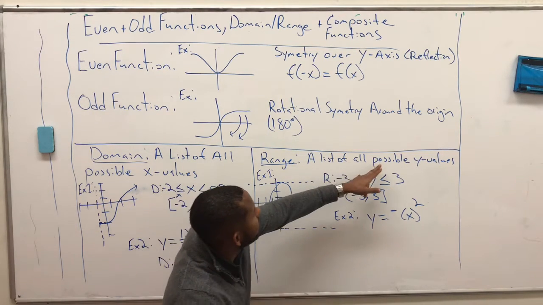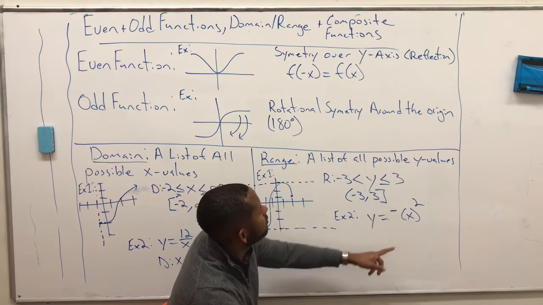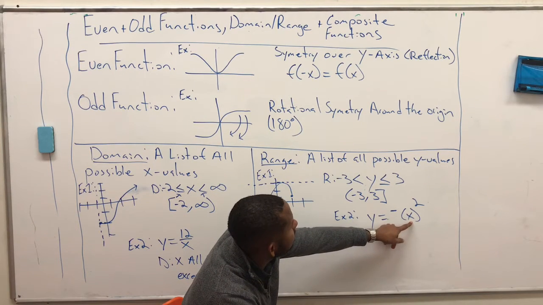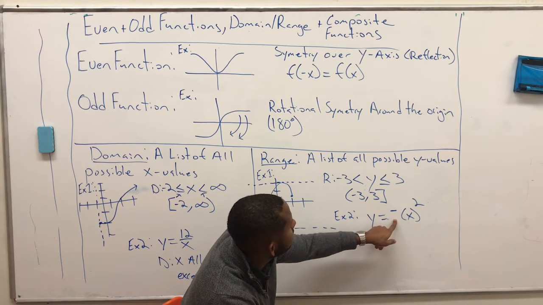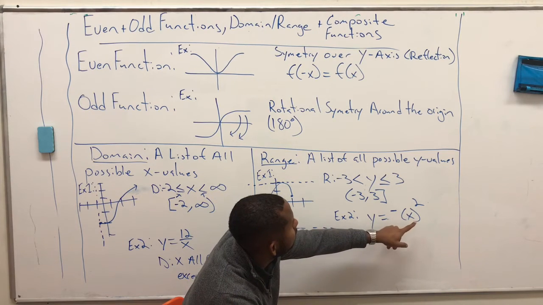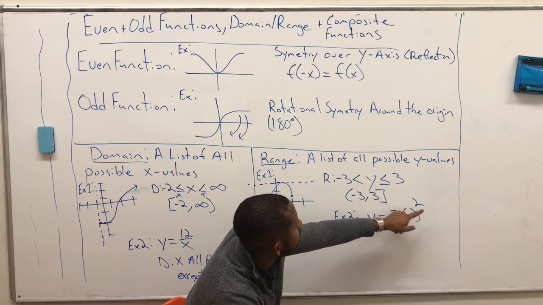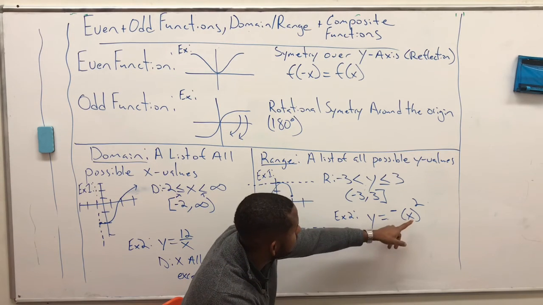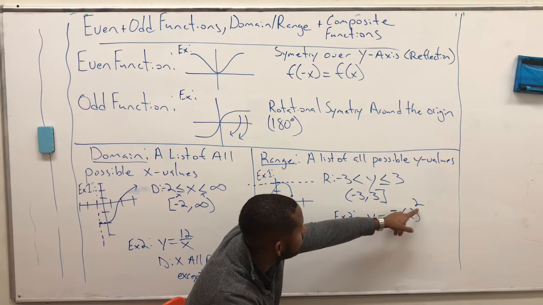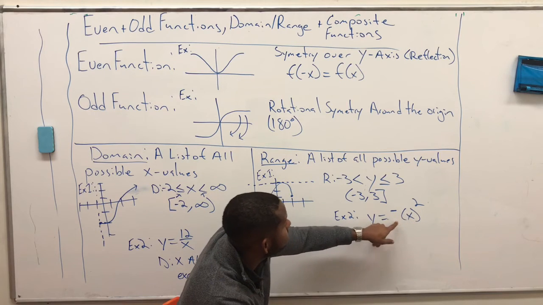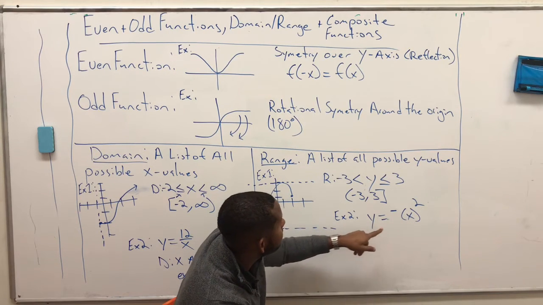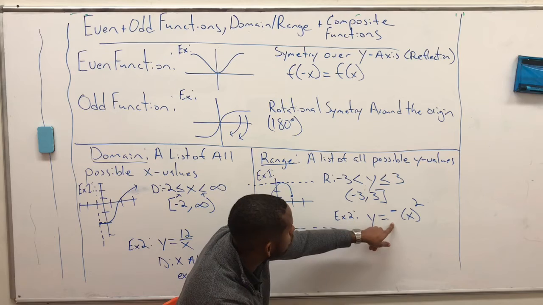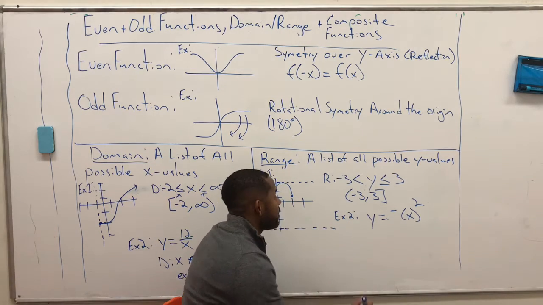Finally, if I'm talking about range, all my possible outcomes, if I put 1 in for x, 1 squared is 1, then it becomes negative. If I put 4 in for x, 4 squared is 16, but then it becomes negative. If I put negative 4 in for x, negative 4 times negative 4 is 16, but then it becomes negative. I see my outputs will only ever be negative numbers.